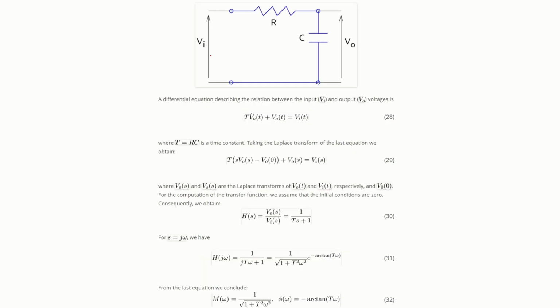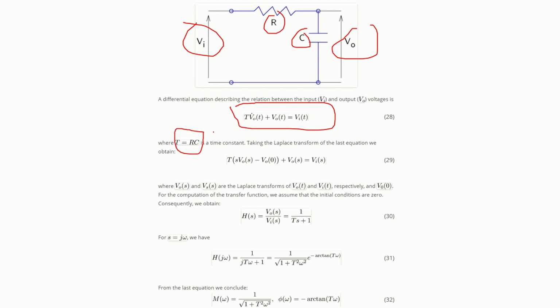So let us now analytically derive the frequency response of an RC circuit, the example from the beginning of our video. Here is an RC circuit. This is the input voltage, this is the output voltage, this is the resistor, this is the capacitor. The differential equation describing the dynamics of the RC circuit is given as follows. Dot is the first derivative. T is the product of R and C and it's called the time constant.